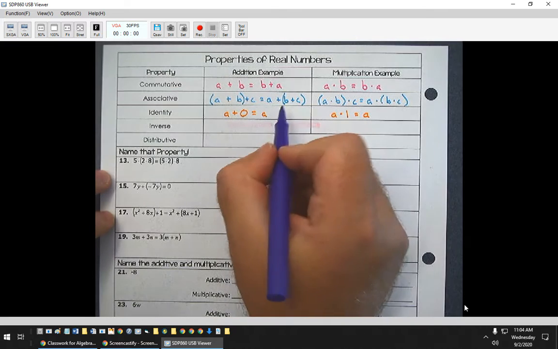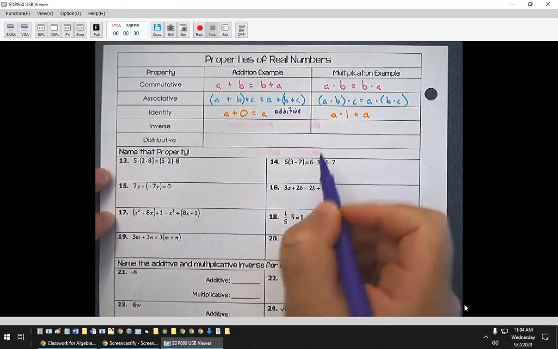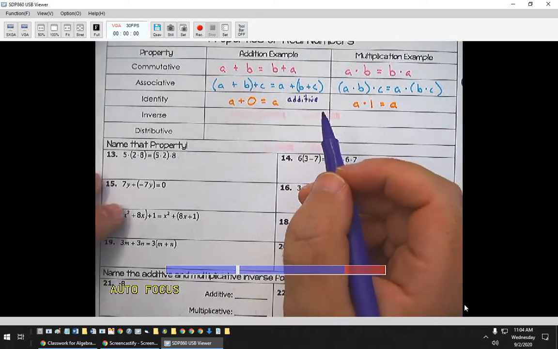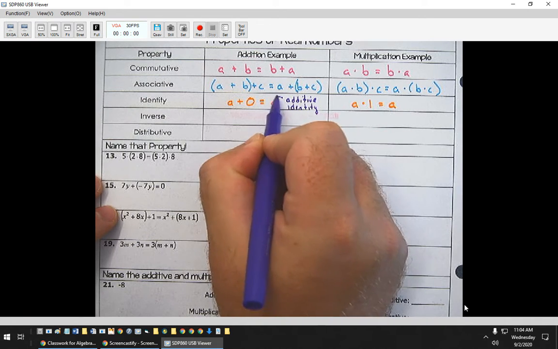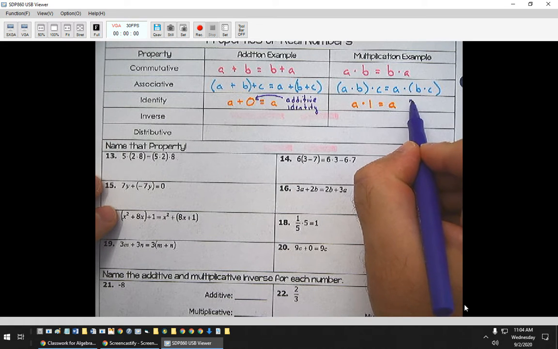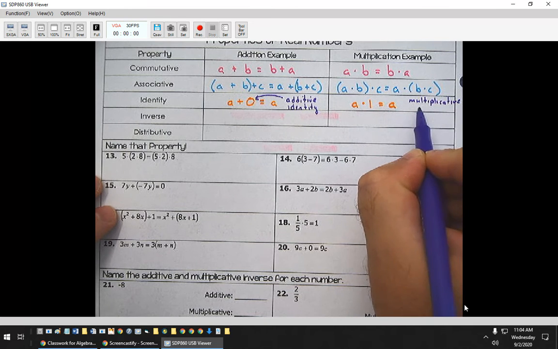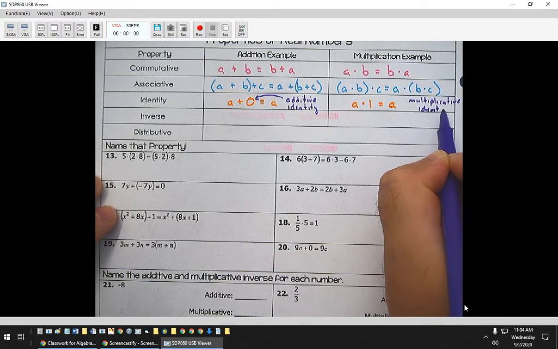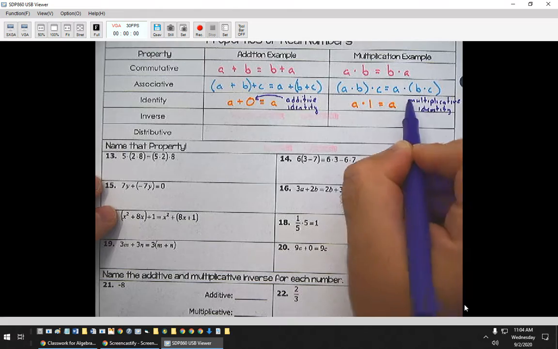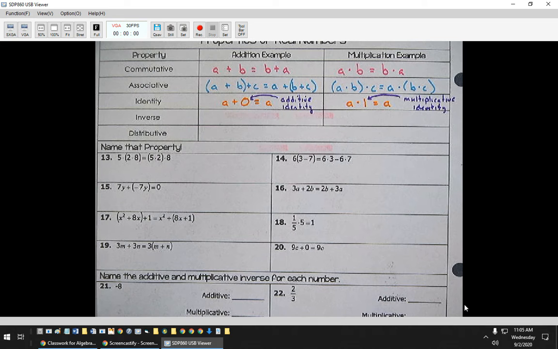These have a special name. This is called the additive identity. Maybe I can zoom in a little bit. 0 is called the additive identity. 1 is called the multiplicative identity. I think I made that an M. Identity. There we go. 1 is the multiplicative identity. So those numbers don't change anything in the world that you're talking about.